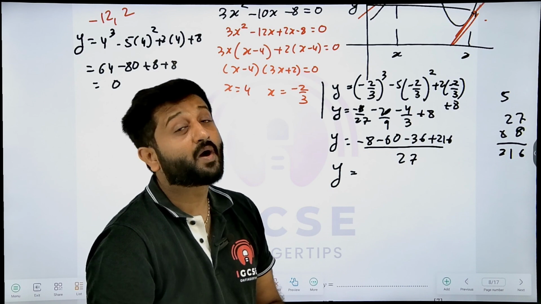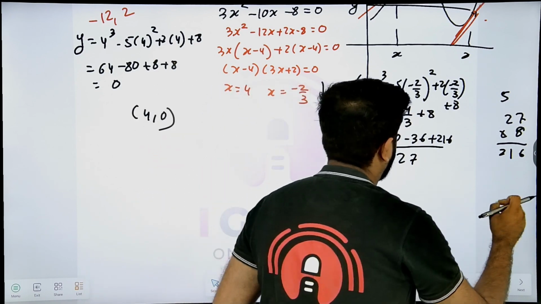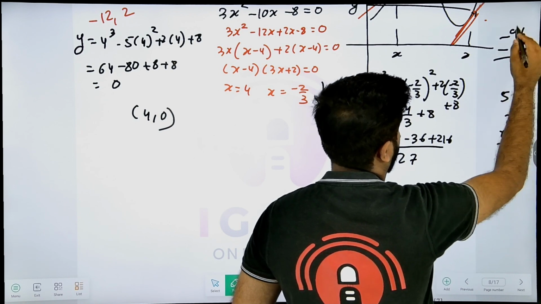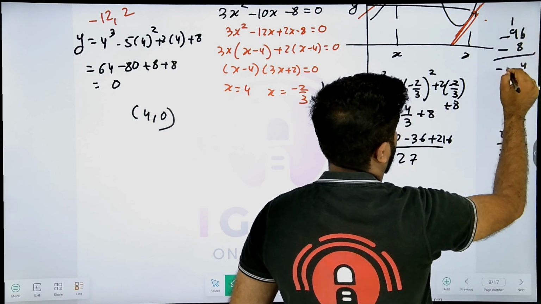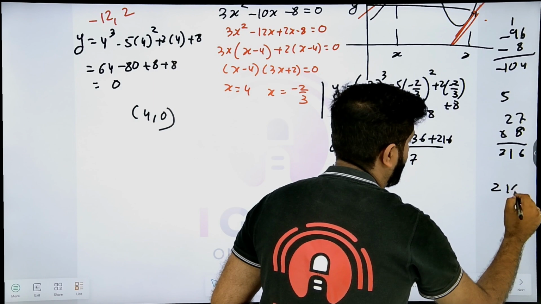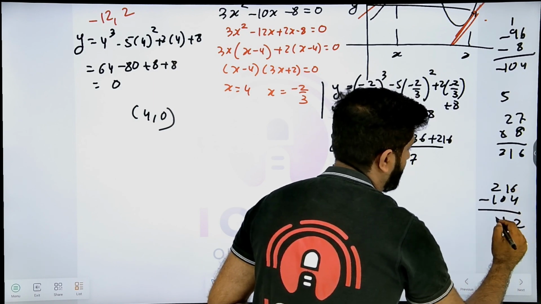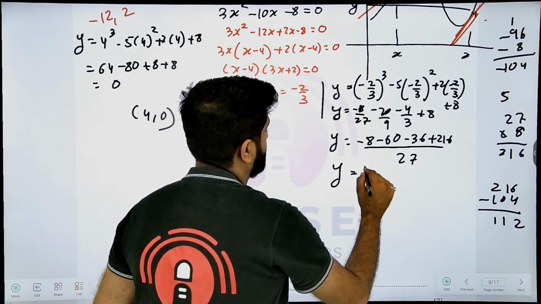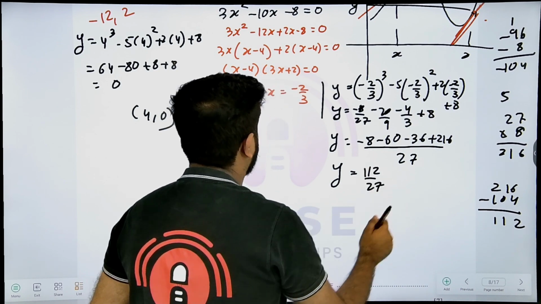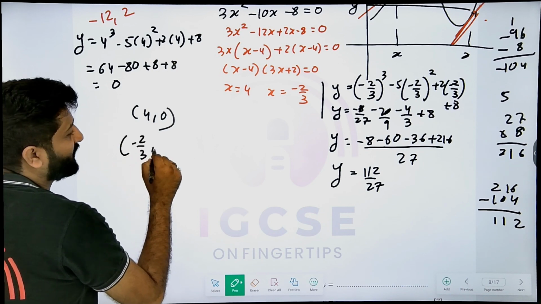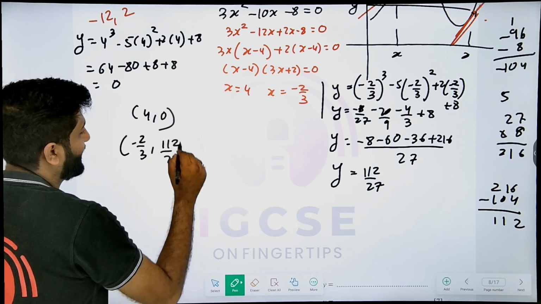That is negative 106. So you have negative 96, negative 8. That is, sorry, not 106. Negative 104. So 216 minus 104 is 112. So the value of y is 112 over 27. So guys, the other coordinate is negative 2 by 3 comma 112 over 27.